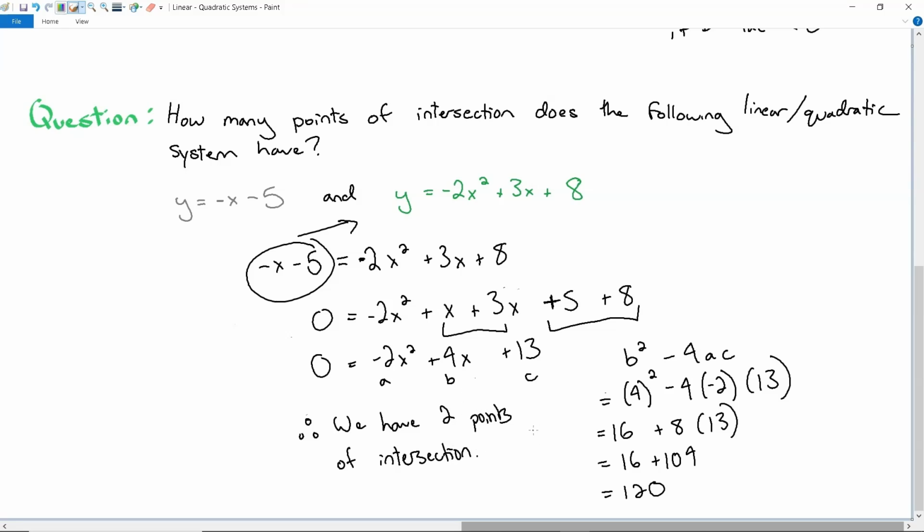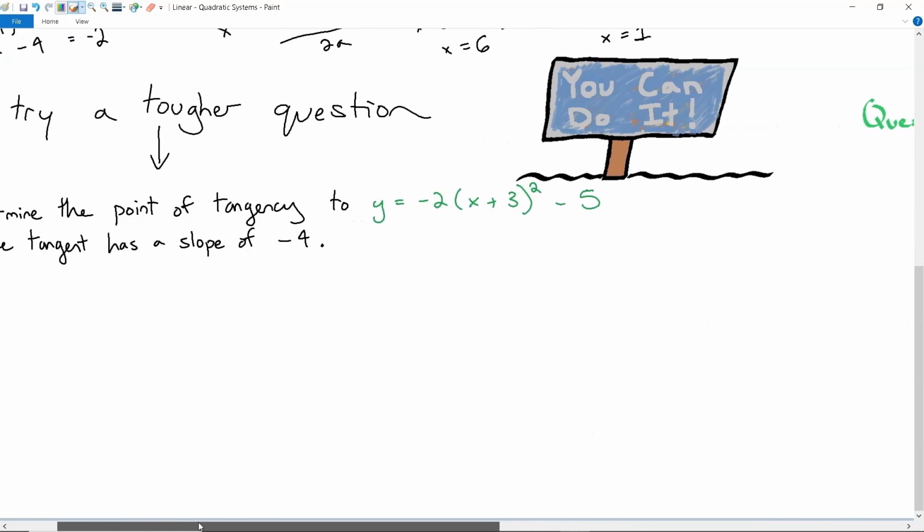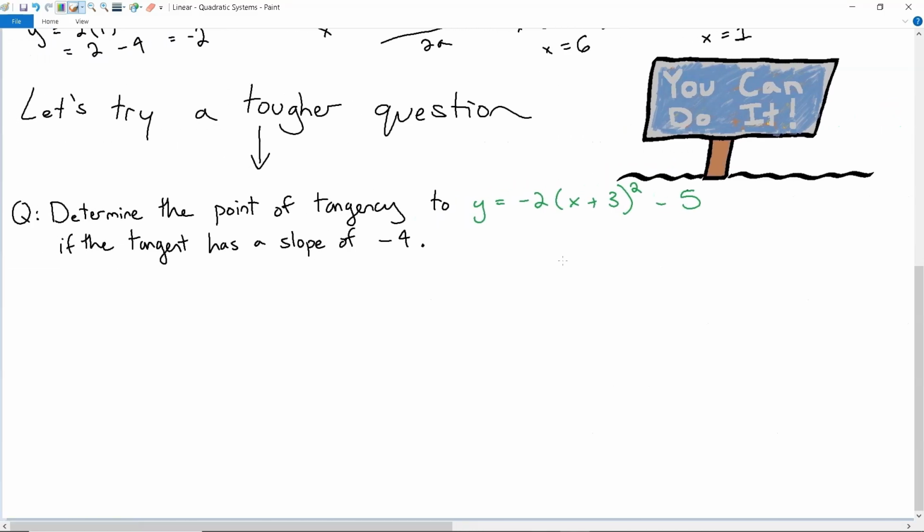Okay, let's see if we can combine everything we've gone over into a tougher question, but I'm sure you'll be able to do it. So we want to determine the point of tangency to a quadratic equation, and the tangent has a slope of -4. Before we go any further, let's figure out what this tangency means.